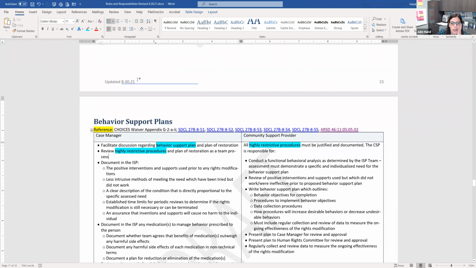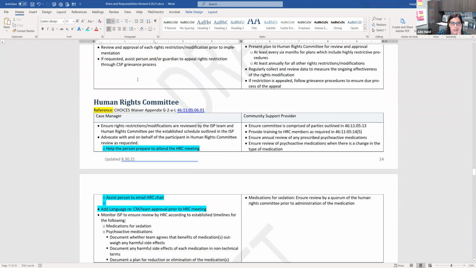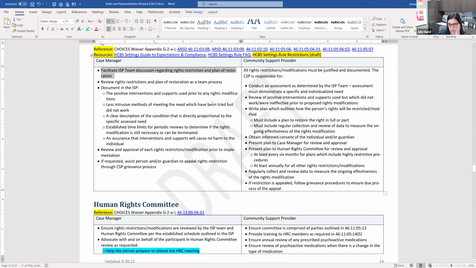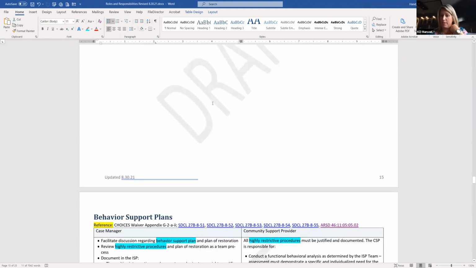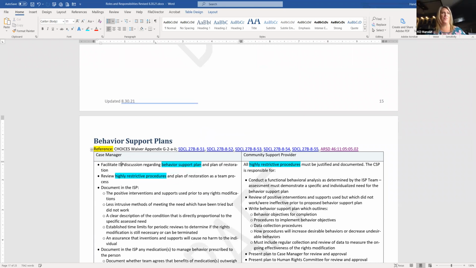So if we frame it, I'm going to scroll back up for a quick second, if we frame it in the same way we do here, does that make more sense? Where it's facilitating the ISP discussion regarding the behavior support plan? I mean, yeah, we can put these things in an agenda, but we don't tend to facilitate it. We might bring it up and then it gets turned over to the expert on the CSP side, sometimes.